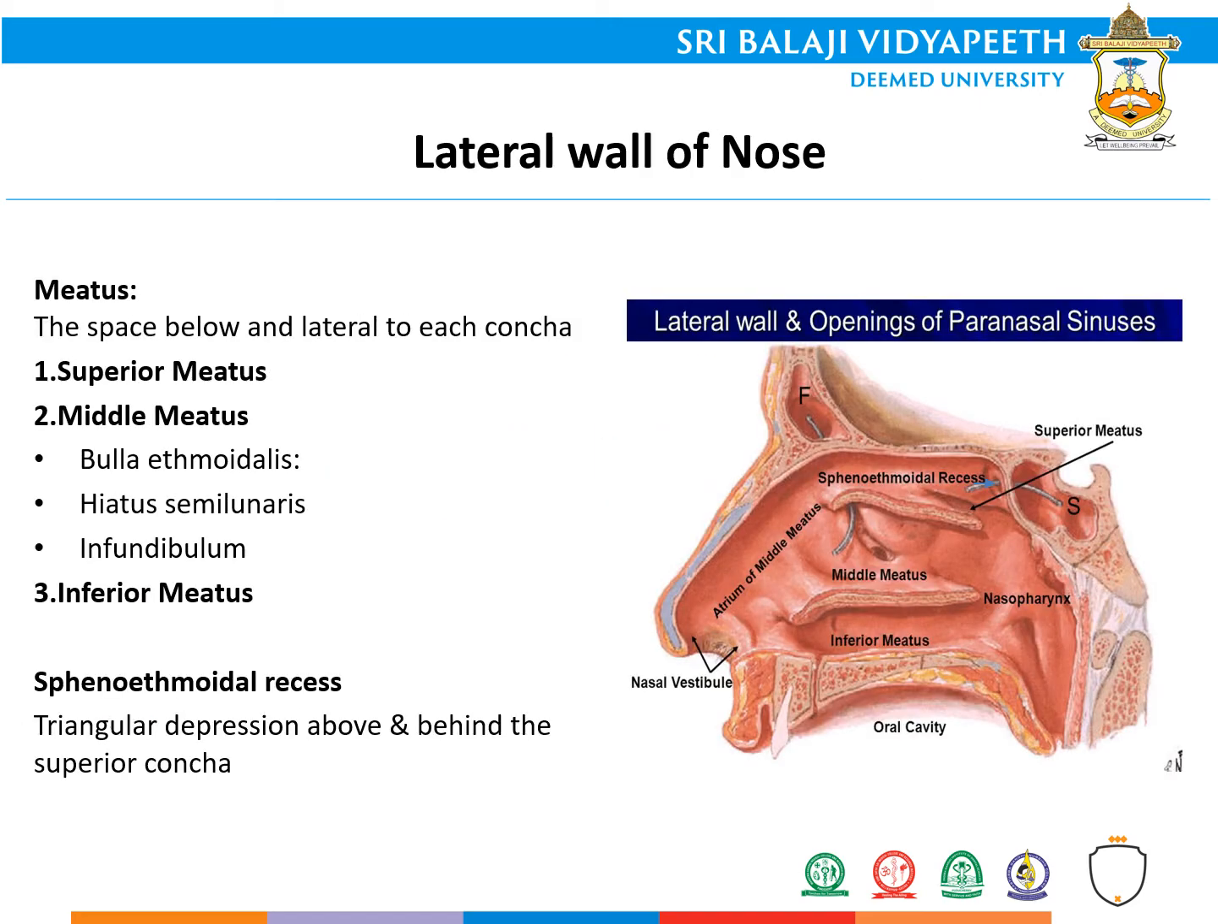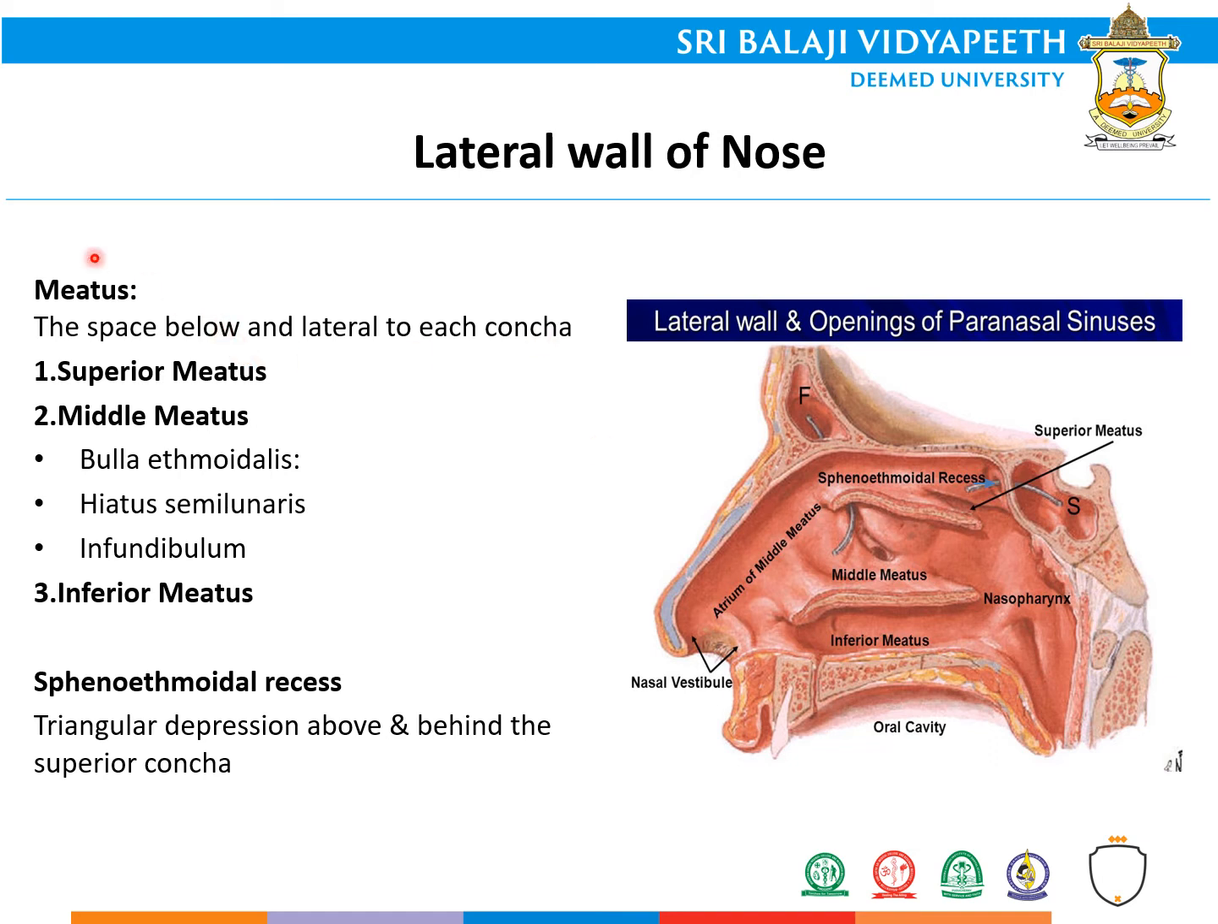There are a number of structures which open up into the lateral wall of the nose, especially the paranasal air sinuses, right? So these paranasal air sinuses are spaces which are found within the skull. They open in the lateral wall of the nose. So where it opens is what is important.